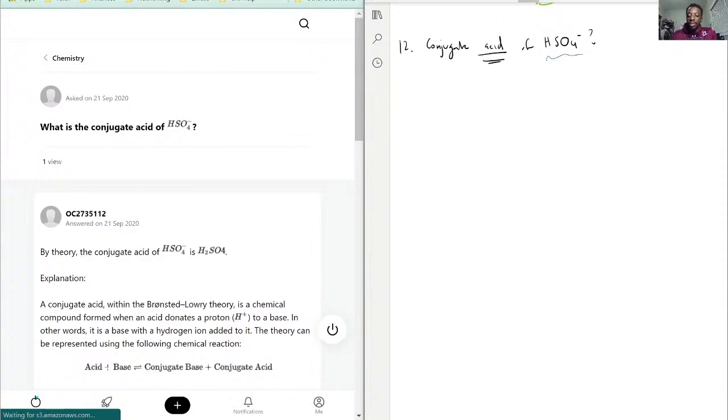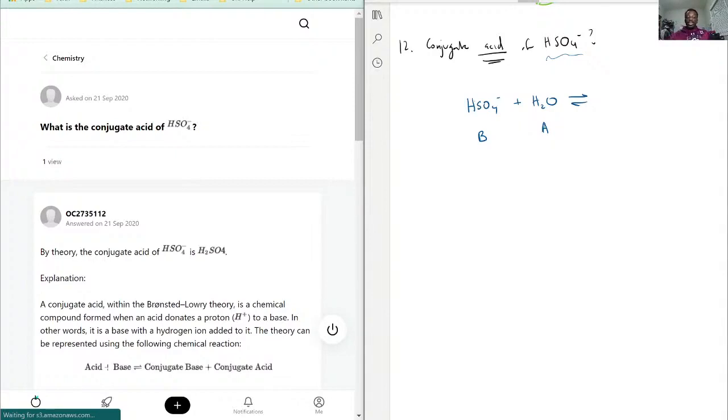So we have this base here. If you want a base, we want to be able to make it react with water. So we have HSO4 minus plus H2O. The reason why I write it like this is that right now it's asking for the conjugate acid. So this is our base, and this is our acid in this case.